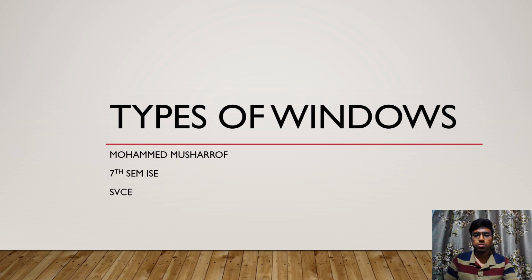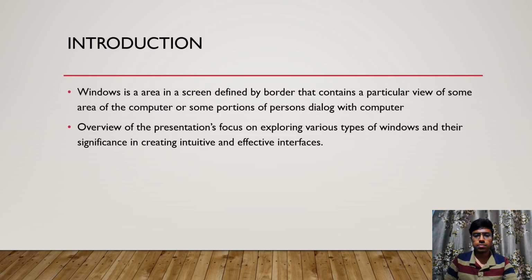Today's topic is types of windows. In introduction, a window is an area in a screen defined by a border that contains a particular view of some area of the computer or some portion of a person's dialogue with the computer. The presentation focuses on exploring various types of windows and their significance in creating an intuitive and effective interface.